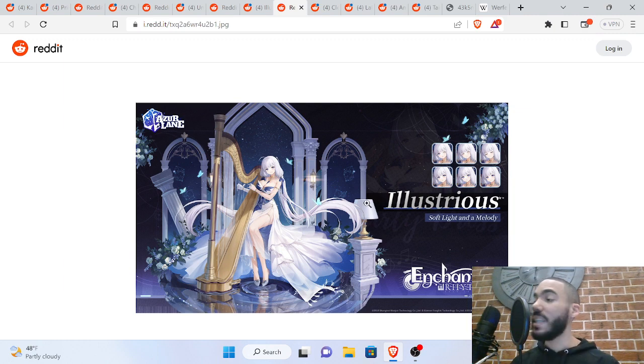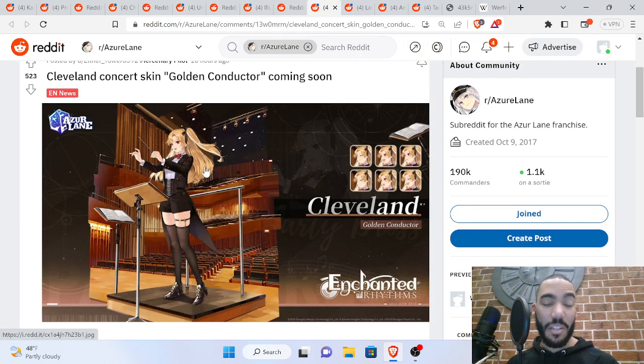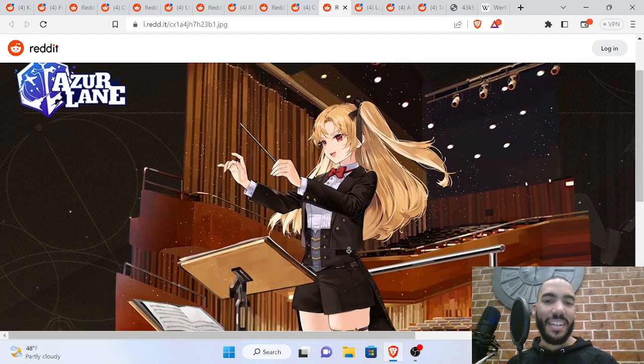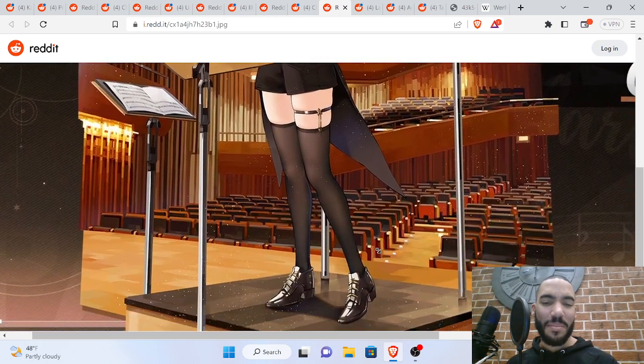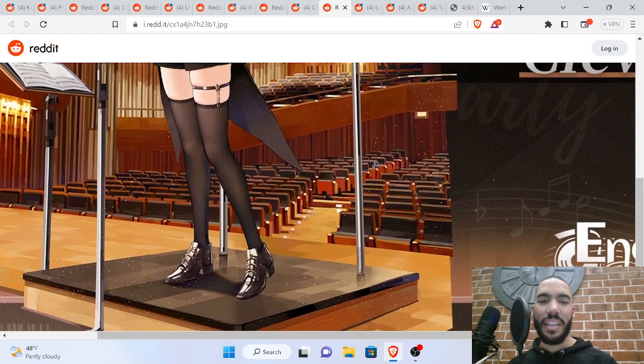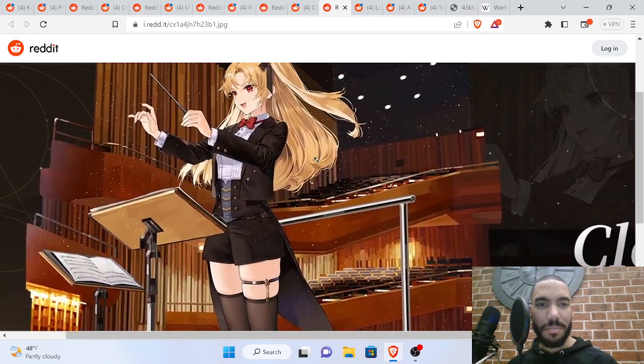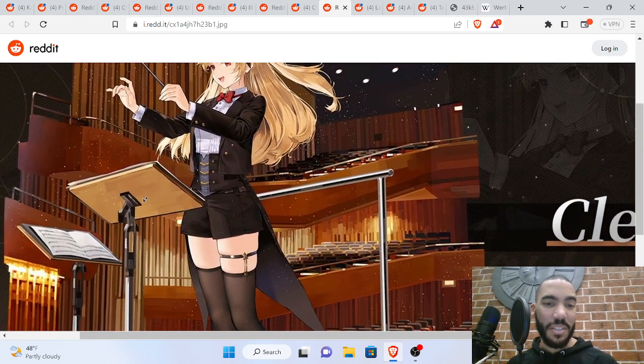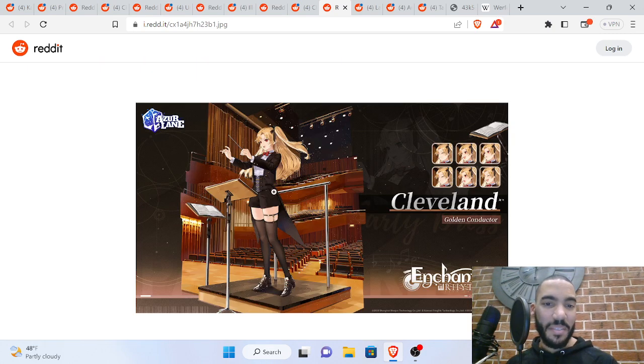Moving on to the next skin, which is Cleveland, who is straight up acting as a conductor. And I gotta say, whenever Cleveland does anything dapper, she does it well. Yeah, this is going to be interesting. She looks straight up like a conductor that knows what they're doing. So, good job for you, Cleveland.